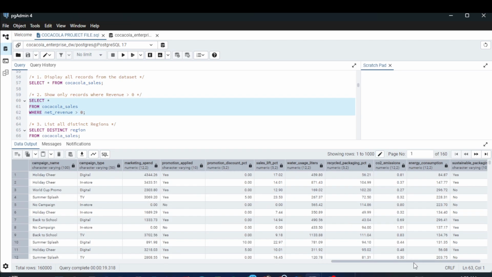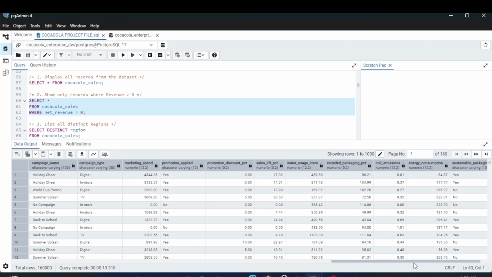Now let's look at the next question, which says list all the distinct regions. For us to get that, we will select distinct region from the Coca-Cola dataset. Now let's see the table.